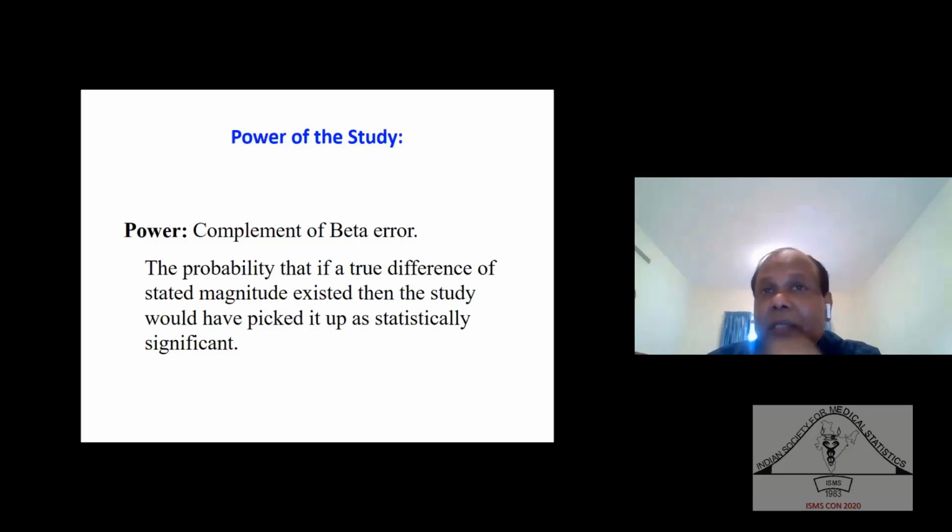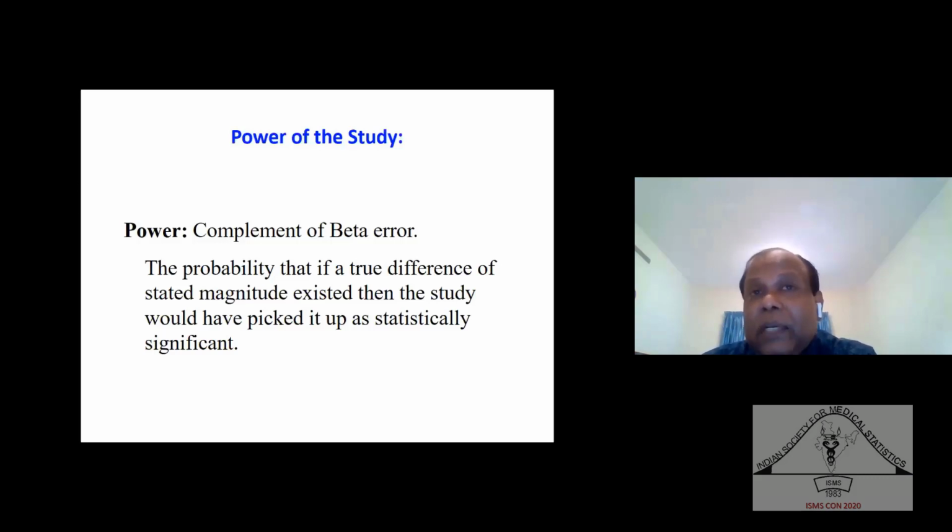There are other measures. The main concept is about number. So therefore, that is called power analysis. I reiterate this fact again. There is a difference, but the difference was not shown to be statistically significant. The question is why? Because you have studied less number.